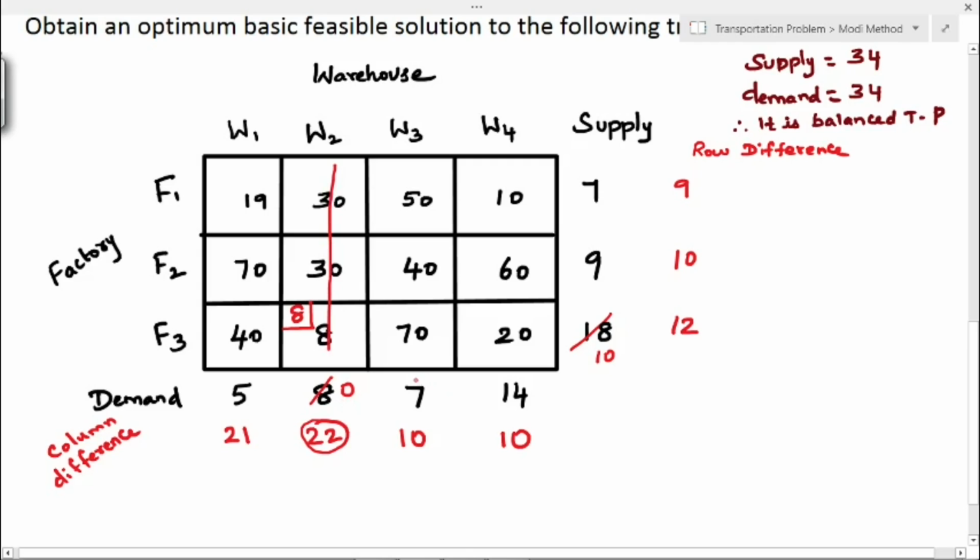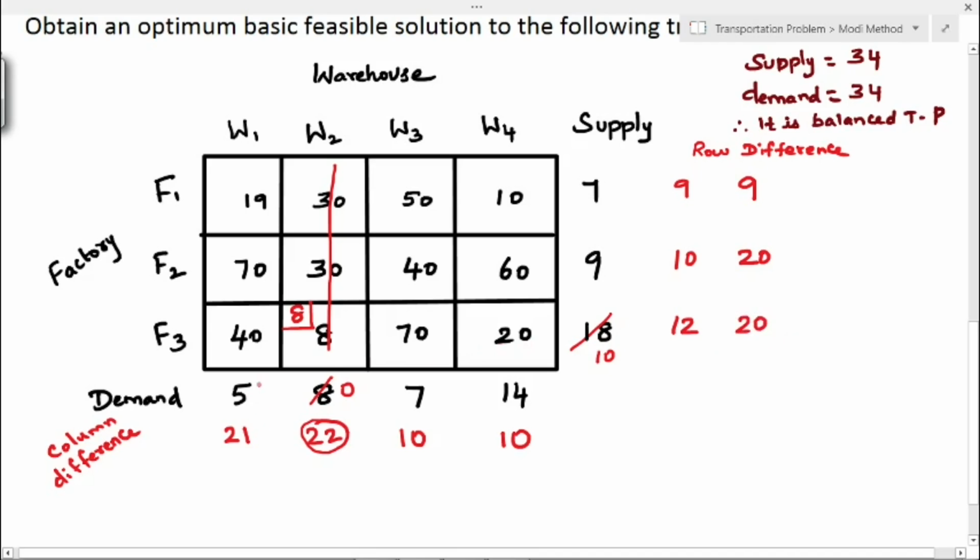Next, again we have to find row difference and column difference with the remaining values. First we will find out the row difference. First row, 19, 50 and 10. So the least values are 19 and 10. So again the difference is 9. In the second row, 70, 40, 60. Least values are 40 and 60. So the difference is 60 minus 40, that is 20. In the third row, 40, 70, 20. So the least values are 40 and 20. The difference is 20.